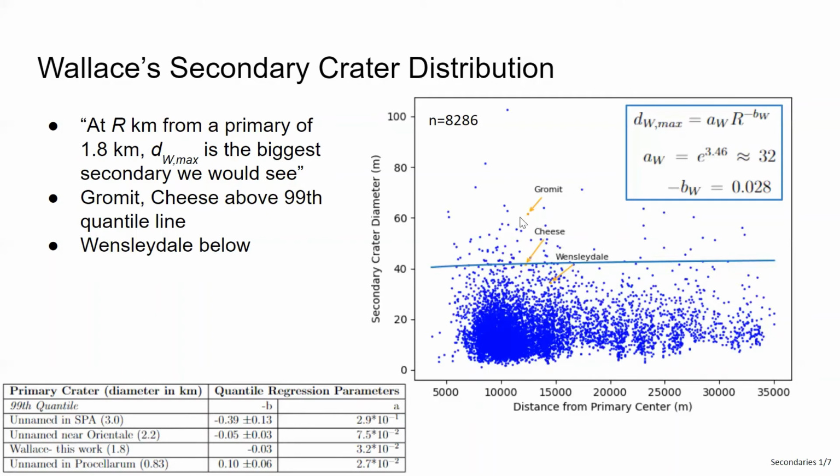Also on this plot, I have Gromit, Cheese, and Wensleydale as these orange points. Gromit is above that 99th quantile regression. Cheese is right below it, and Wensleydale is pretty far below it. Note, however, that Gromit is not like way over here. If it were, then we would say, okay, Gromit is definitely a primary. But there are still some secondaries that are in Gromit's size class. I will also talk about that a little later.